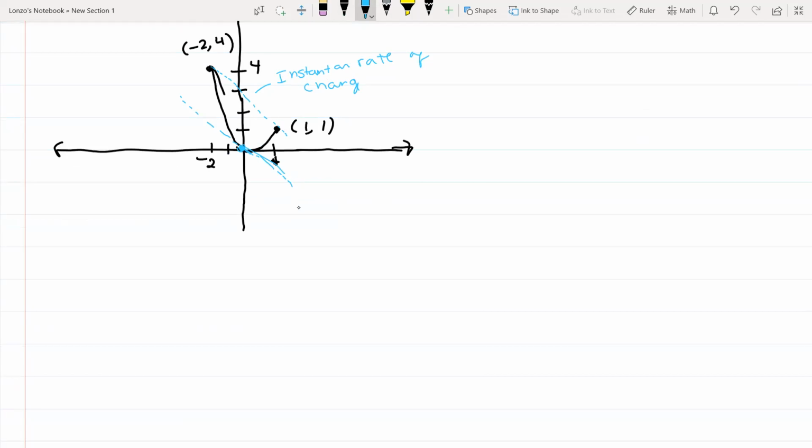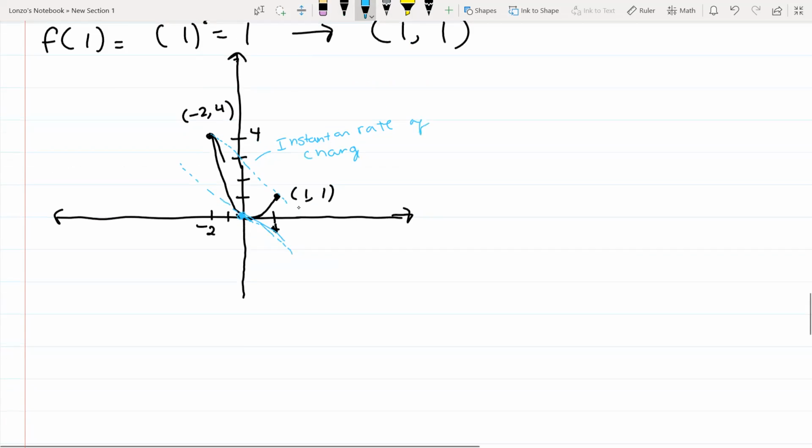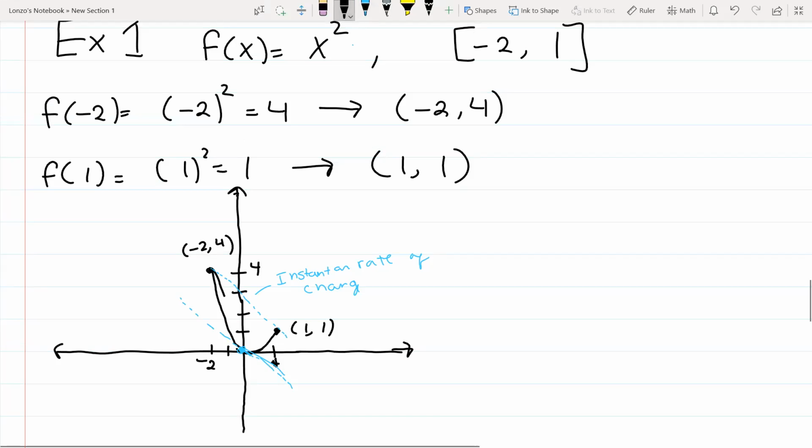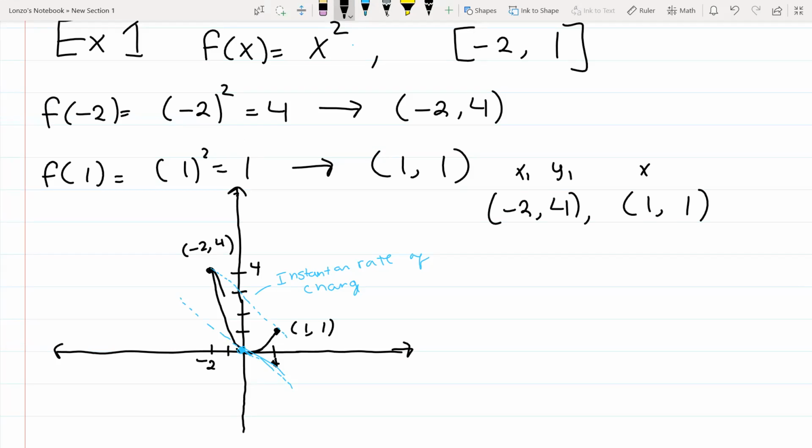So we found the 2 points. Now we have 2 points. So let's find the slope. We have the 2 points, -2, 4, and then 1, 1. So this is x1, y1, x2, y2. So let's find the slope.